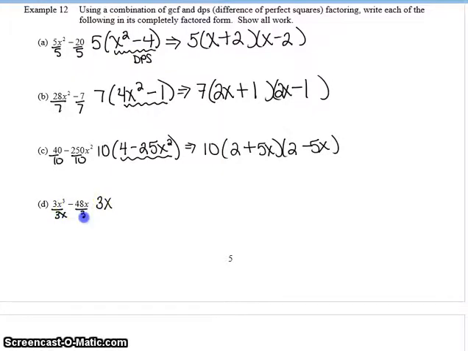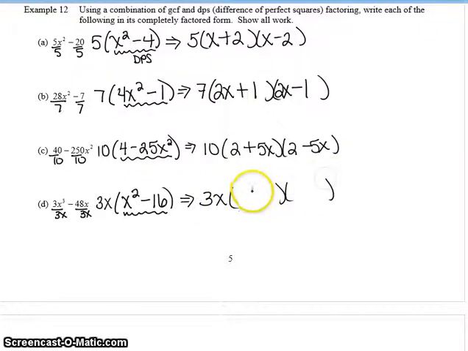So my visual learners, I'm going to divide each of those out by 3x. I'm left with x squared minus 16. There's a nice little easy DPS. So keep the 3x and 2 sets of parentheses, one's plus, one's minus. The square root of x squared is x. The square root of 16 is 4. Okay?